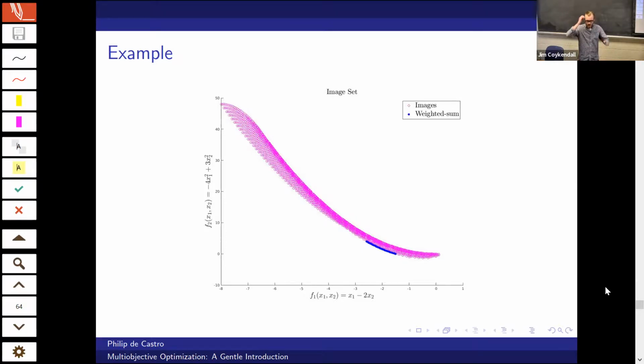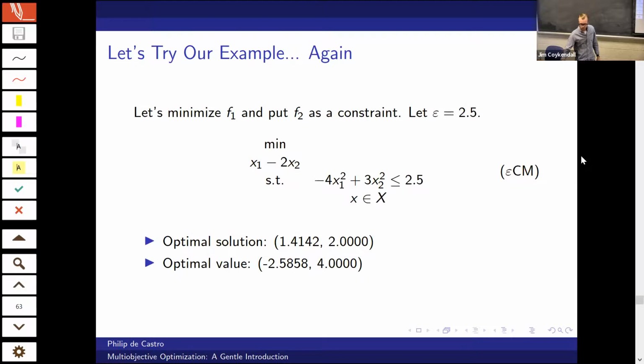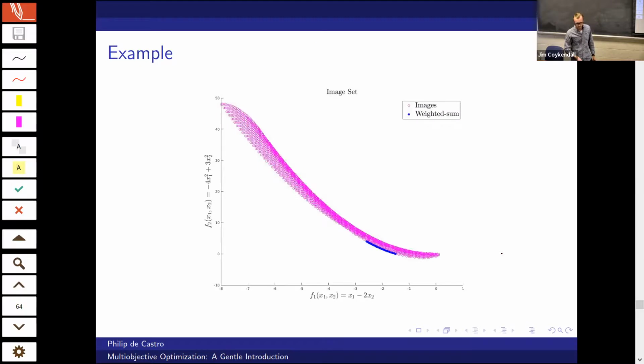And in case you're wondering how I did this, basically, I solved this problem and I iterated over the constraint 2.5, and I started from epsilon equals 0 and I went up to 4, right? Because the upper bound for F2 is 4, and just took a step size of whatever, 0.1 or 0.05 or something like that. And you just solve that problem over and over and over again. And so we end up with that.